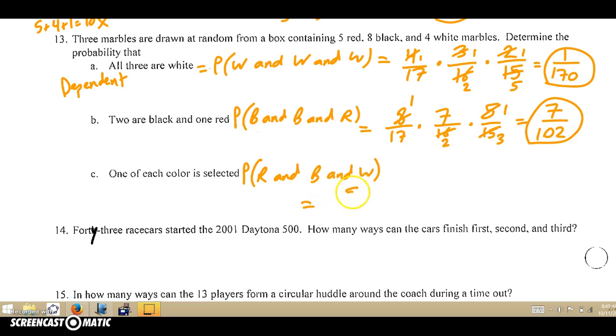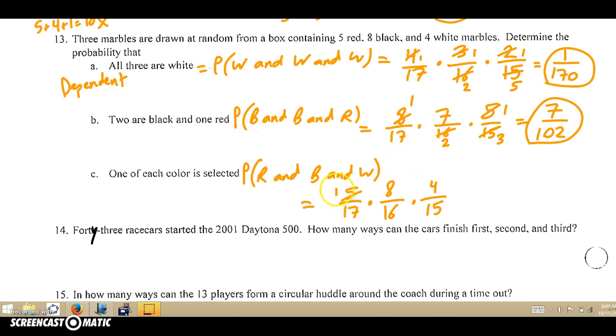So what's the probability I get a red? Well, that'd be 5 out of 17. On the second draw, it'll be out of 16. The black will be 8. And the white will be 4 out of 15. And again, it doesn't matter. If I started with white, it would have been 4 out of 17. And then black would have been 8 out of 16. And then red would have been 5 out of 15. It still would have multiplied out to be the same.